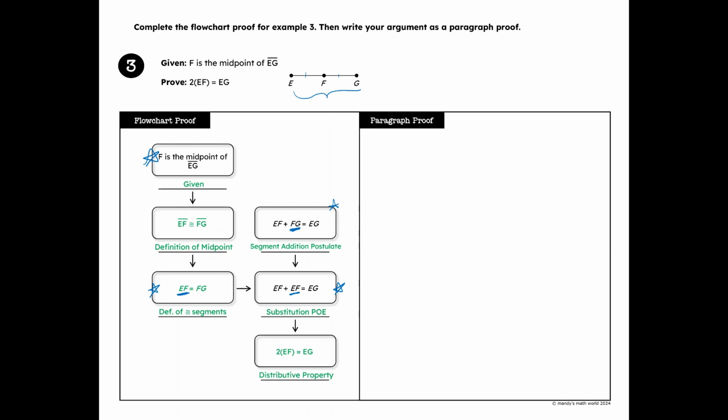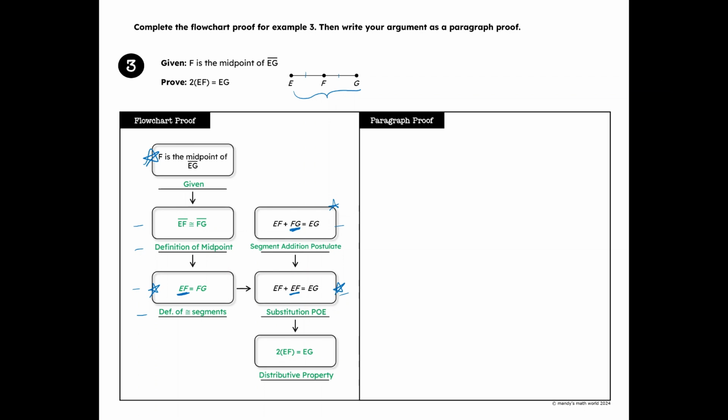So now I'm going to show you an example of what this might look like in paragraph form. I'm just going to give you a hint. If you want to say, we know that F is the midpoint of segment EG, or it is given that F is the midpoint of segment EG, then by the definition of midpoint, comma, segment EF is congruent to segment FG. And by the definition of congruent segments, the length of EF equals the length of FG. By the segment addition postulate, boom. By the substitution property of equality, boom.